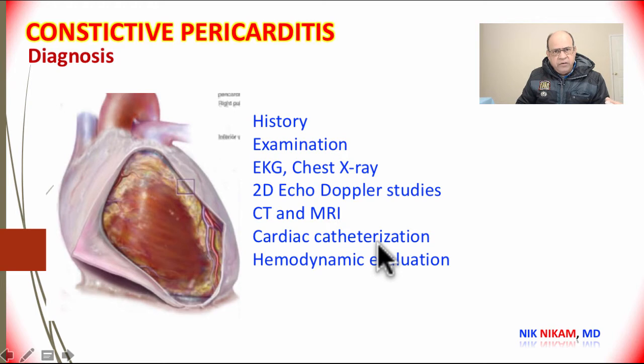Cardiac catheterization can confirm the diagnosis of constrictive pericarditis and help us to differentiate between constrictive pericarditis and cardiac tamponade. And hemodynamic evaluations will also help us to identify the impaired diastolic filling of the ventricles.